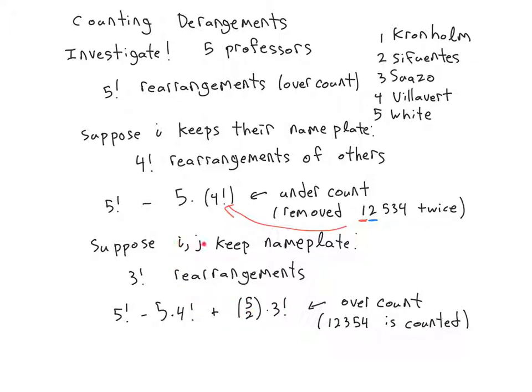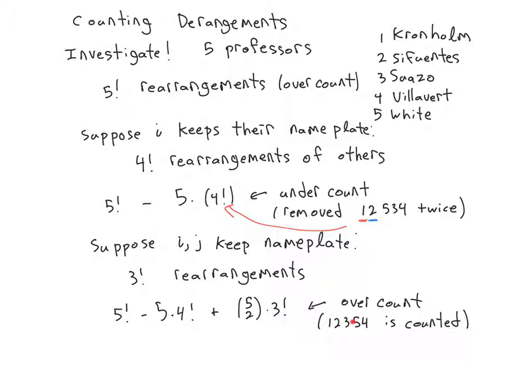So suppose 2 of the professors keep their nameplate. Well, there are 3 factorial ways to arrange the remaining nameplates. So for instance, Dr. Kronholm and Dr. Cifuentes. And so there's 5 choose 2 ways to pick I and J. And then there's 3 factorial ways to rearrange the remaining nameplates. And so we add this back into our count. And so this corrects the mistake we had before, because this guy is counted exactly once in this term. And so now it no longer appears.